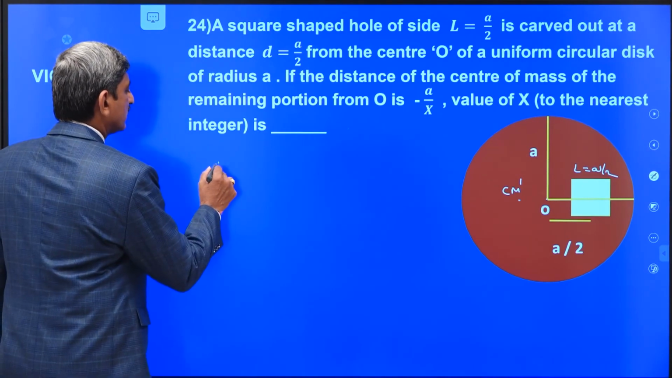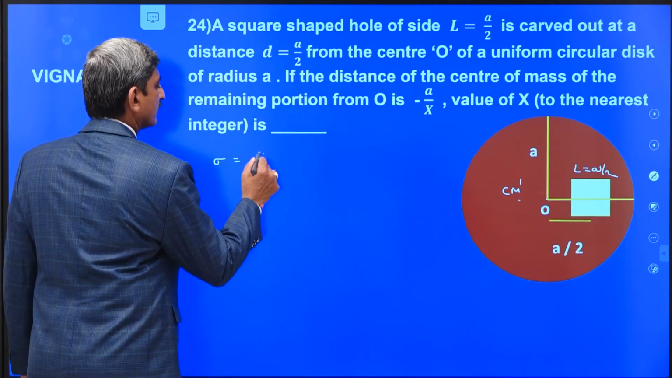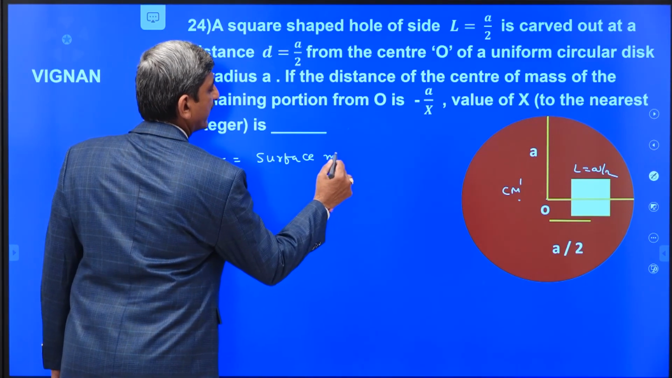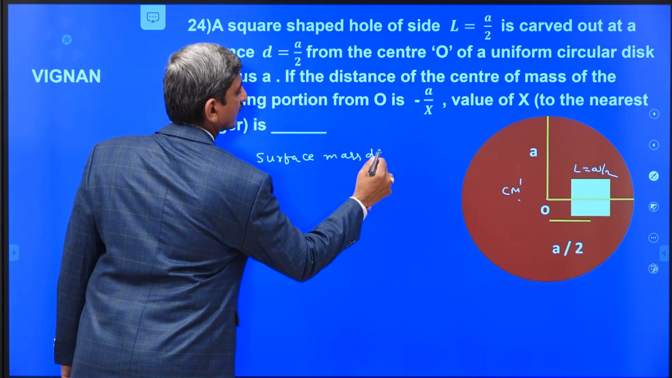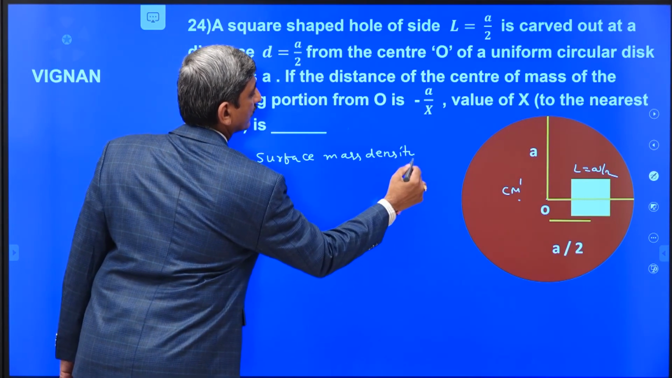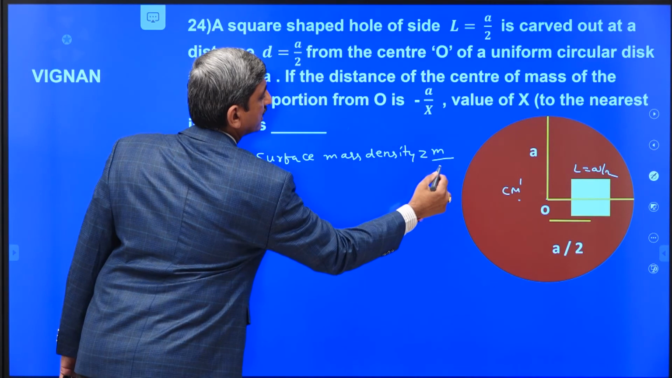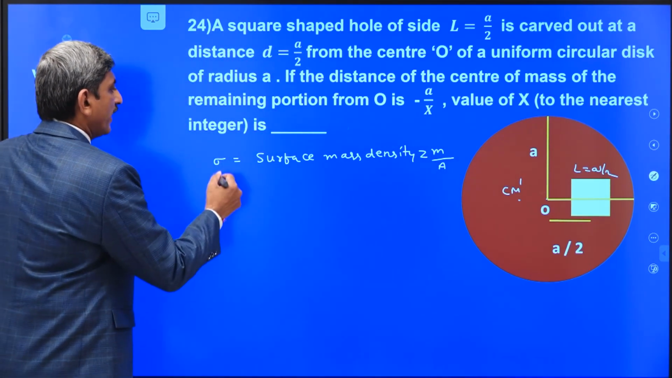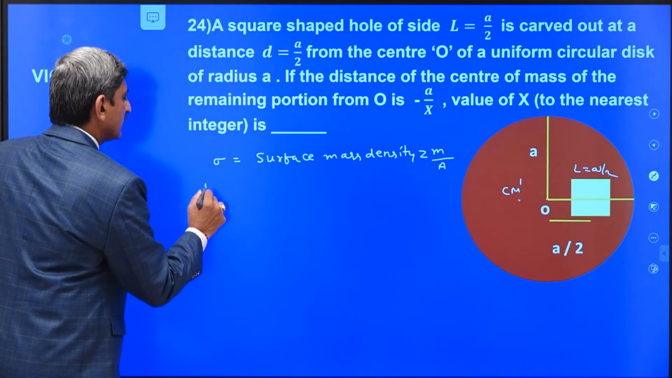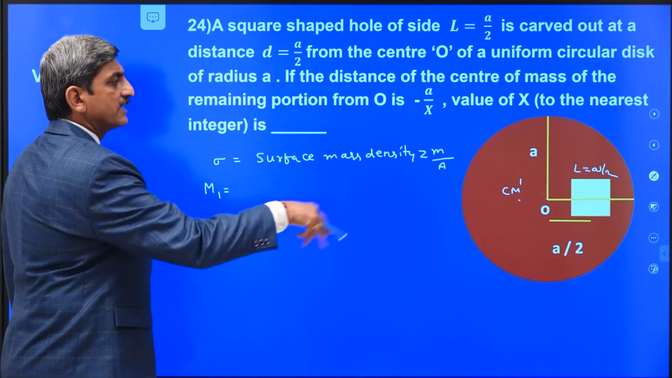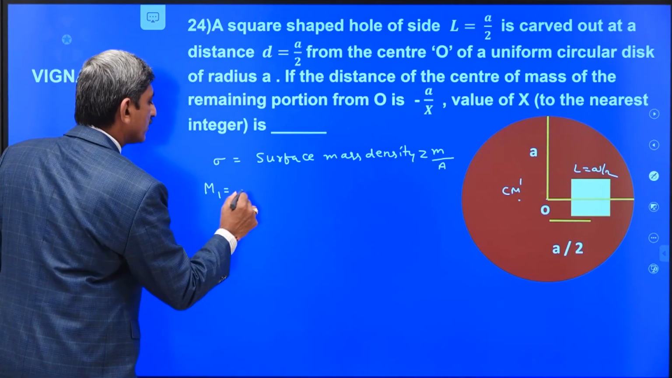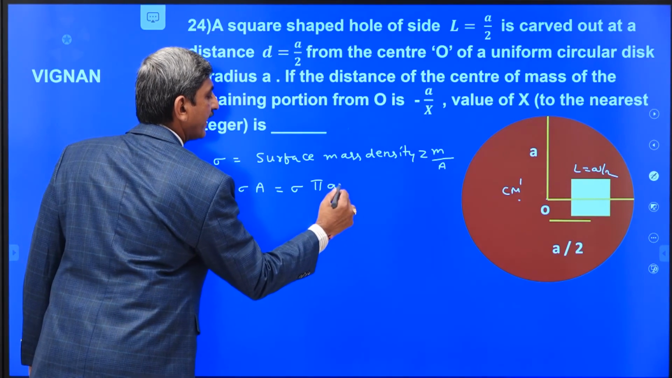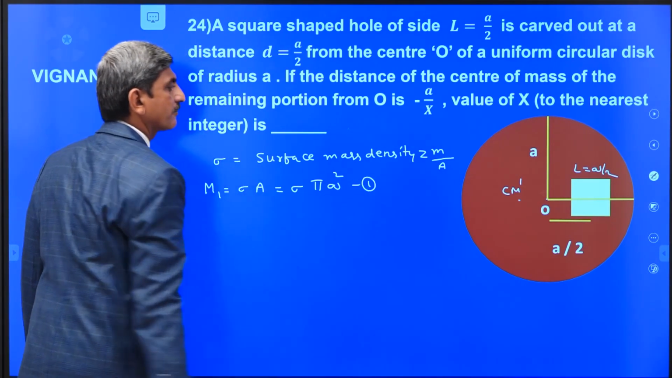Let us assume that sigma is the surface mass density, which is nothing but mass per unit area. Now, by knowing the surface mass density, the mass of the circular plate can be determined by the formula m1 is equal to sigma into A, that is equal to sigma into pi a square. Let it be equation number 1.